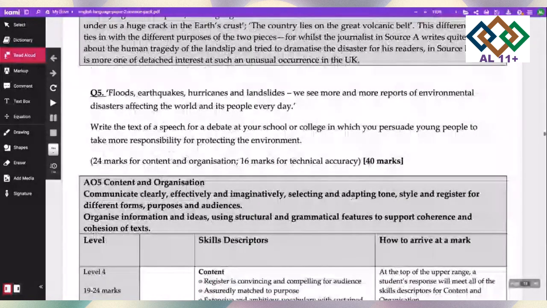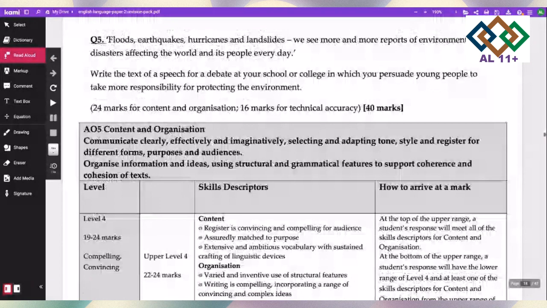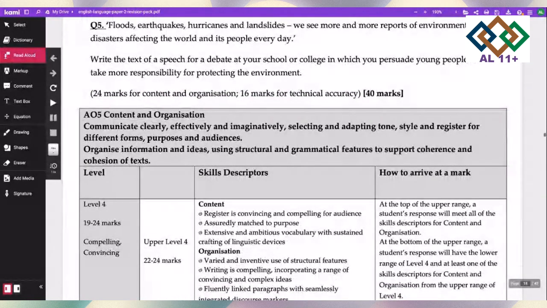Now you have question number 5. That's about, as I told you, creative writing, could be descriptive writing, or could be letter writing. But in this one, they have given you floods and earthquakes, and it's 24 marks, and 16 marks is for your technical accuracy. So you have to be really, really careful what marks you would be getting. 24 marks for content and organization, 16 marks for technical accuracy. So you need to be really careful what you're supposed to write in that.